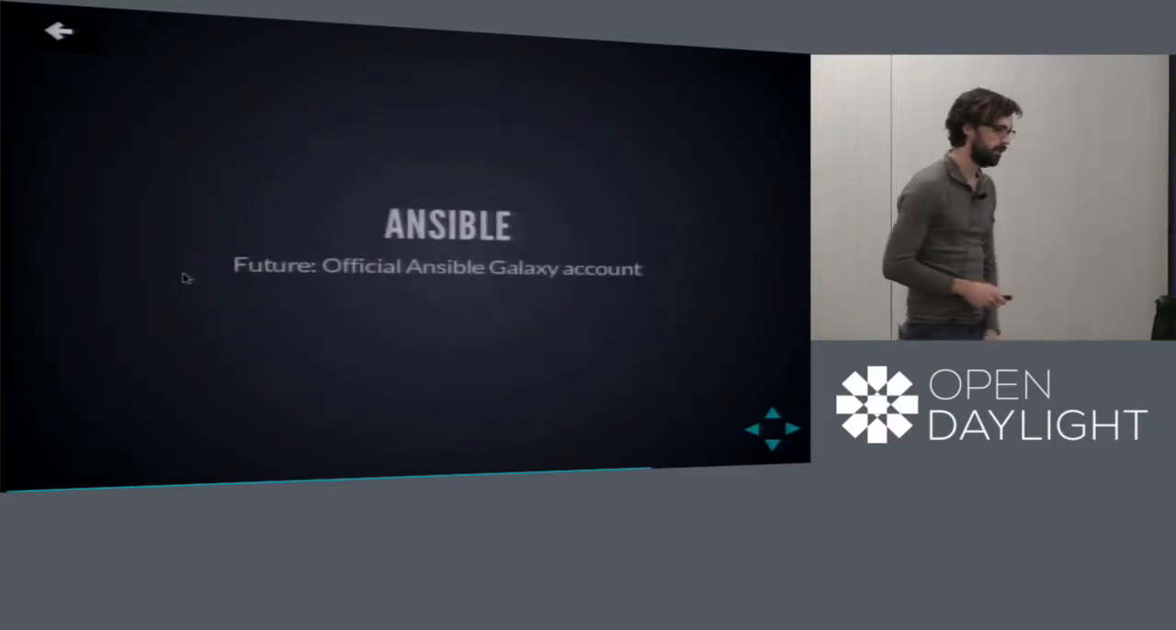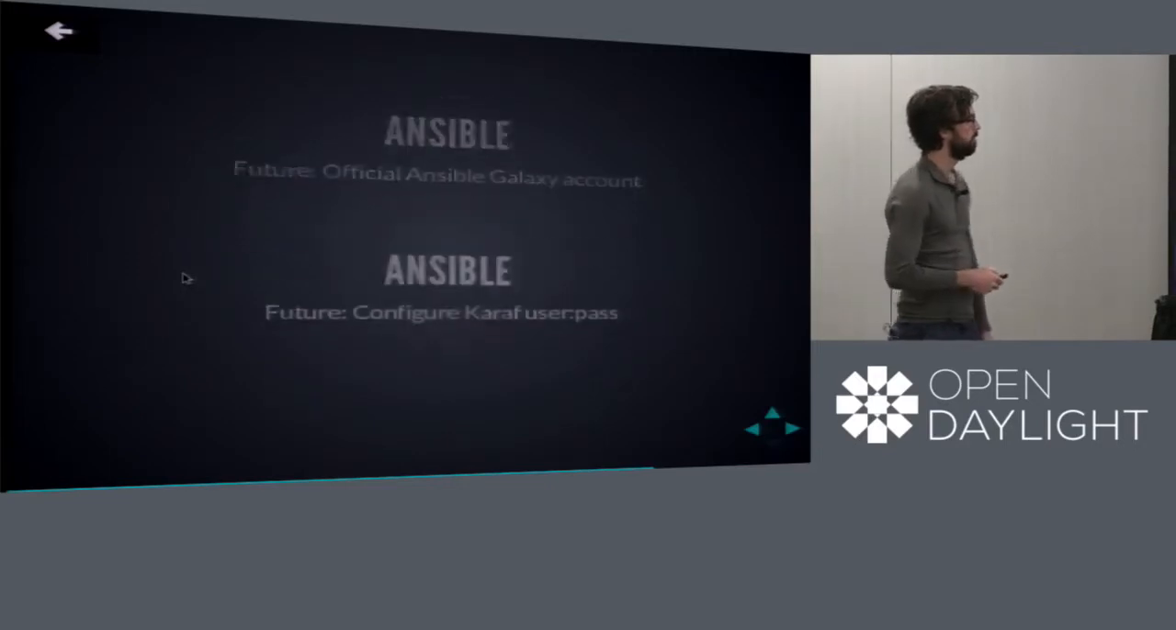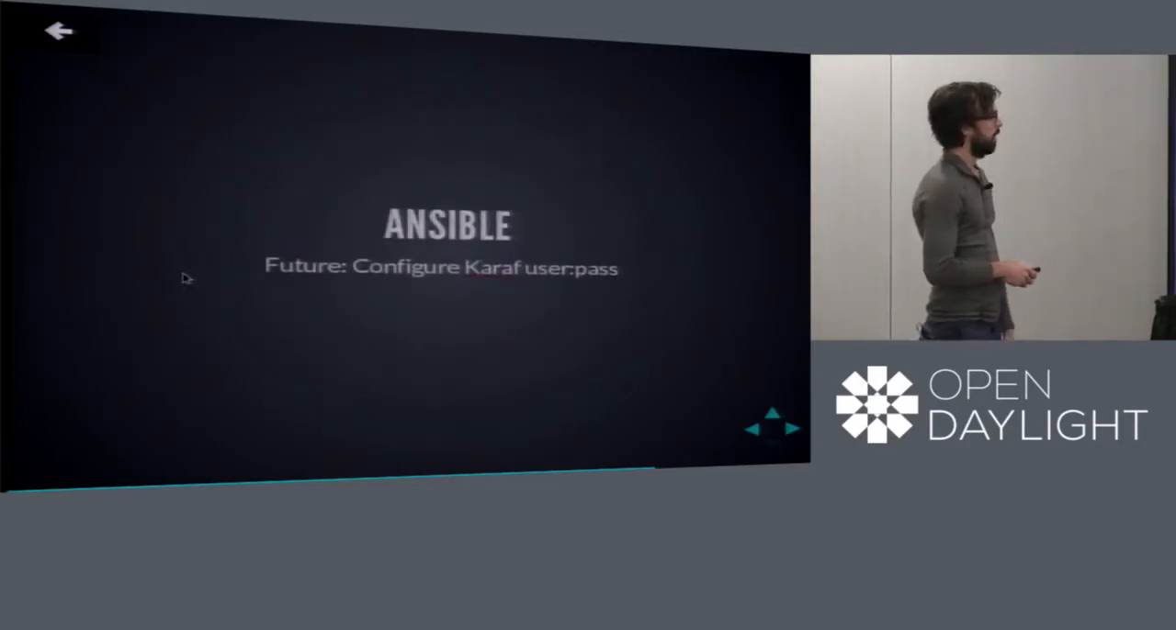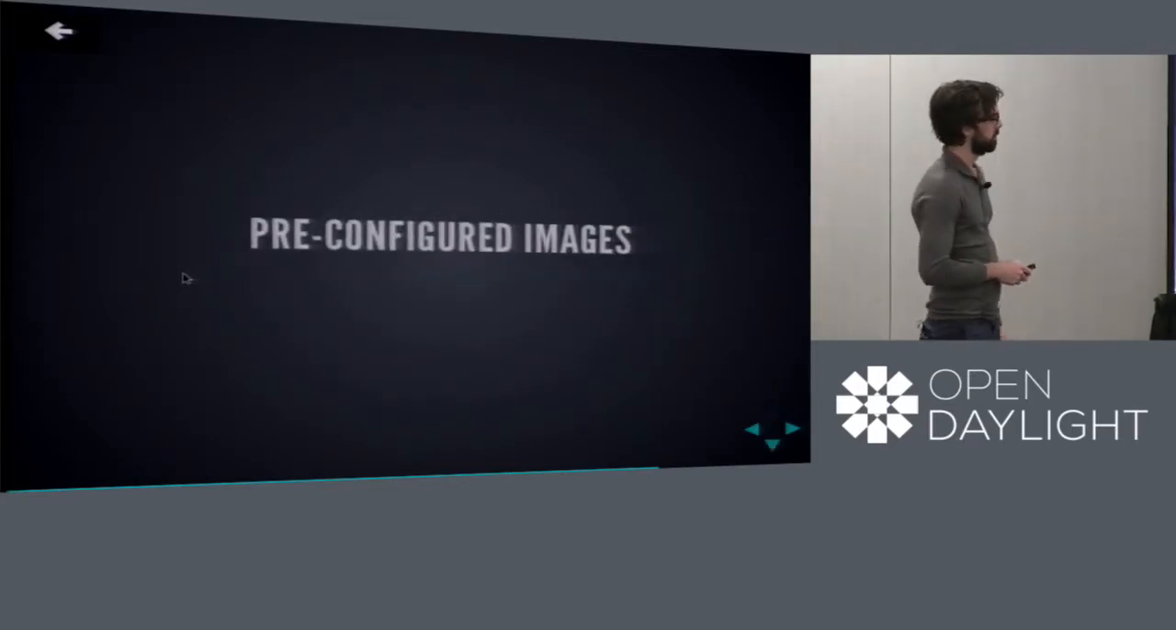We need an official Ansible Galaxy account, like I hinted at, so my picture doesn't randomly show up in strange places. And I can change my Gravatar image, that'd be nice. This config user pass thing still exists. Once we have it in Puppet or Ansible, we can move it to the other.